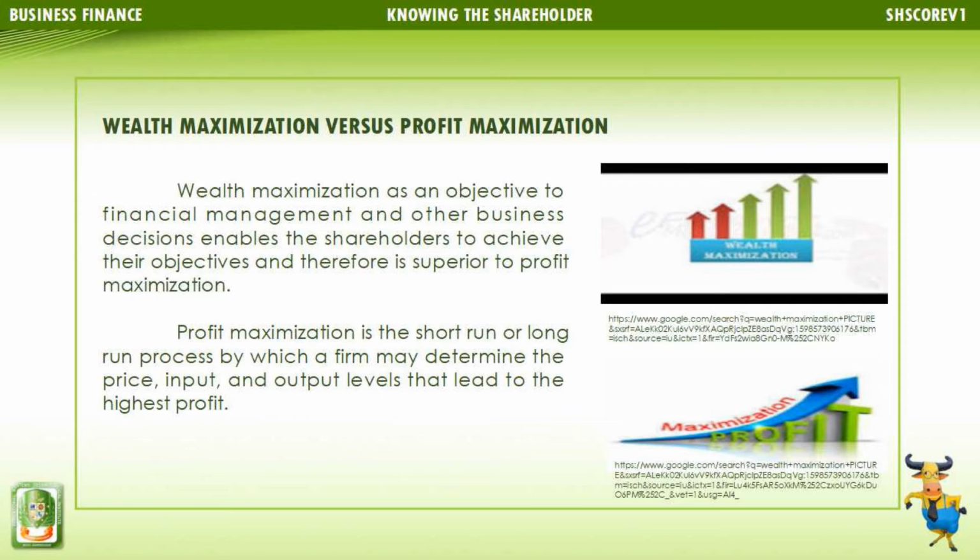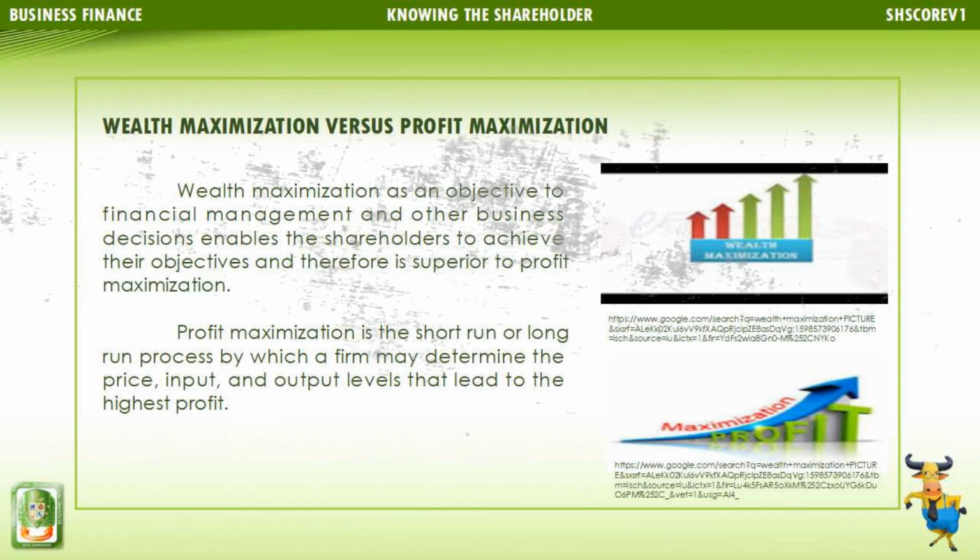Wealth maximization versus profit maximization. Wealth maximization as an objective to financial management and other business decisions enables the shareholders to achieve their objectives and therefore is superior to profit maximization. Profit maximization is the short-run or long-run process by which a firm may determine the price, input, and output levels that lead to the highest profit.